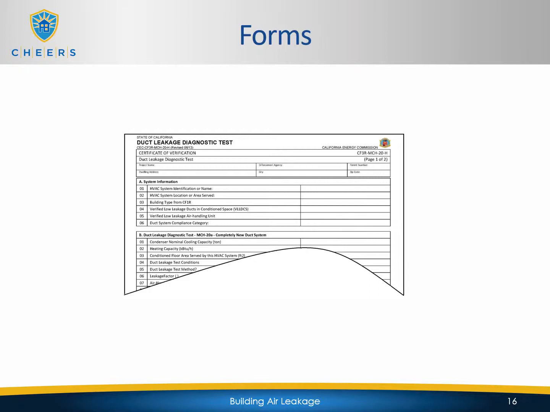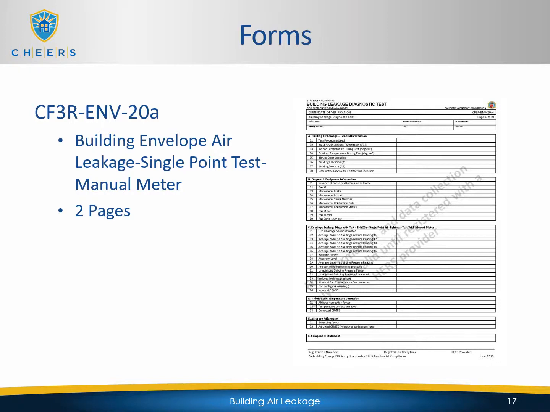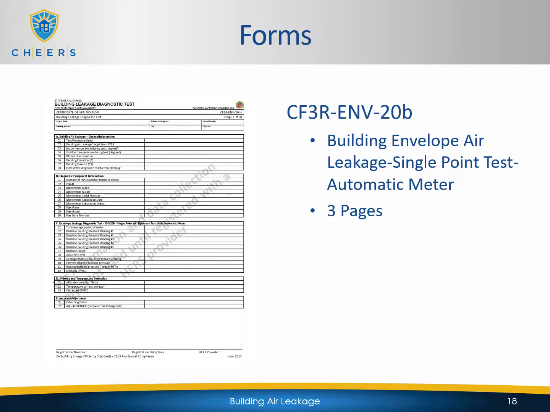Now we're going to be talking about the forms associated with these tests. Keep in mind that the forms, again, are downloadable in paper copy just for practice purposes from the LMS and also from the California Energy Commission website. The CF3R EMV20 Alpha is used for the building envelope air leakage single point test with a manual meter. The CF3R EMV20 Bravo is used also for the air leakage test single point with an automatic meter.